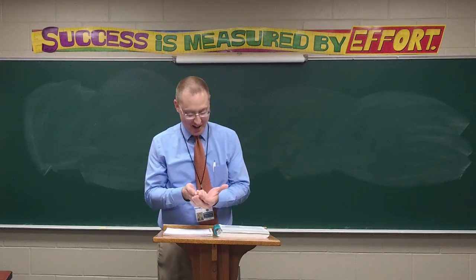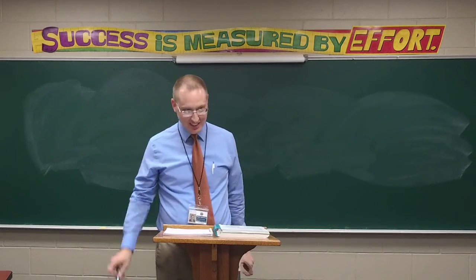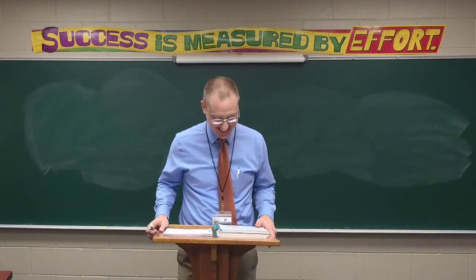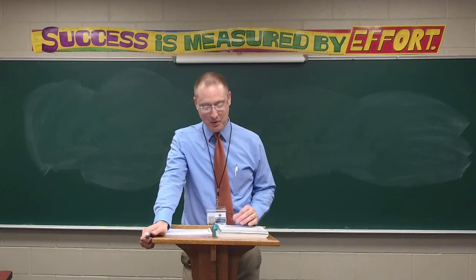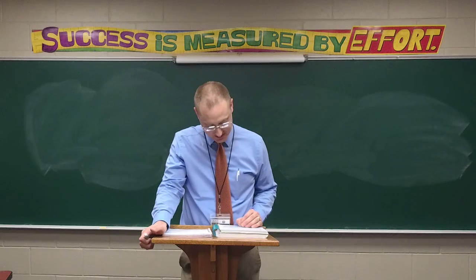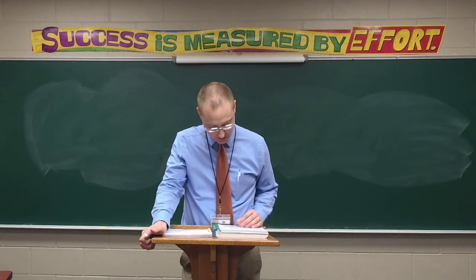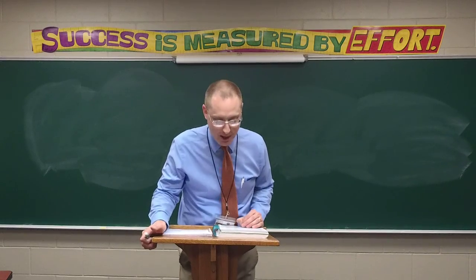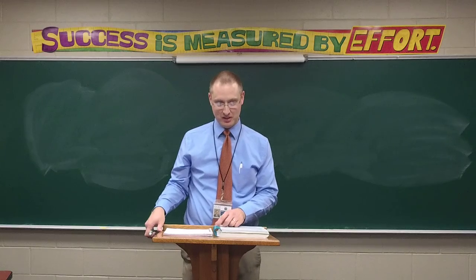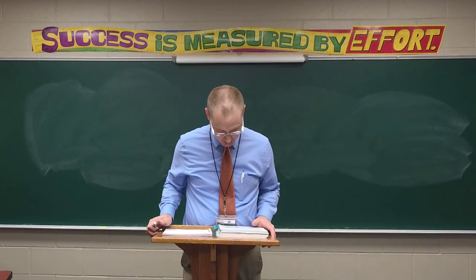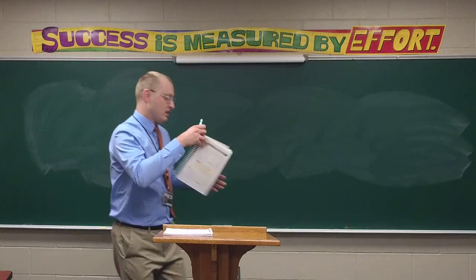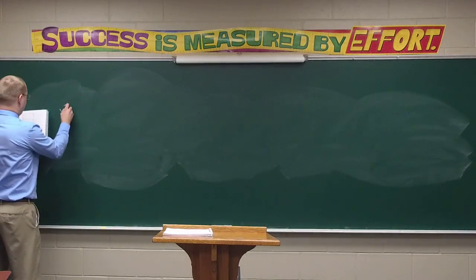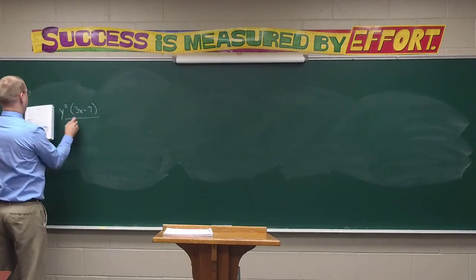Number 18. Juniors and seniors got that. All right, number 18. What did you get when you got the y by itself, Michael? You get y equals 3x over 3x minus 7 plus 1. Okay, so Michael, we got y squared times 3x minus 7 all over x is equal to 1.